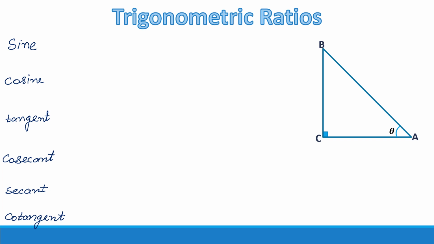Till the time you study mathematics, you will come across only these 6 trigonometric ratios. There is no 7th trigonometric ratio in mathematics. You may study it in different forms, but it will remain 6.